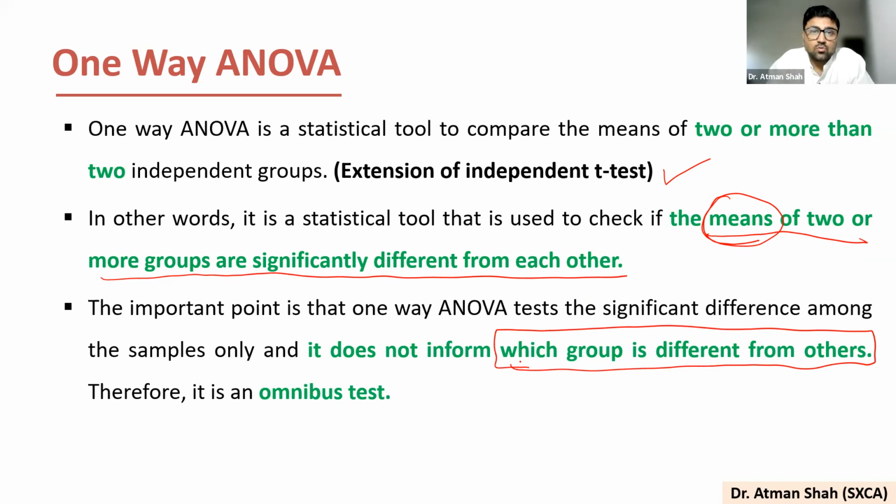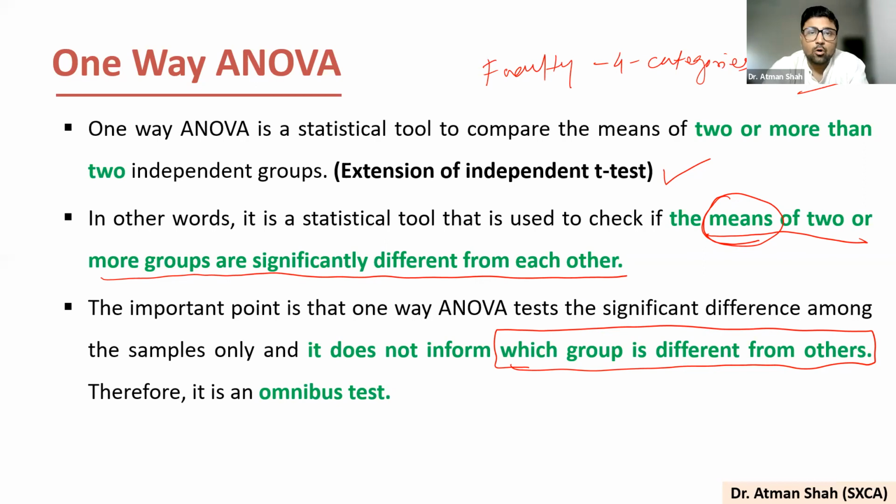Right? So in our sample, we have the data on faculty. In faculty, we have 4 categories: arts, commerce, science, and management. Suppose you find significant difference in external marks. Now, which group is different?